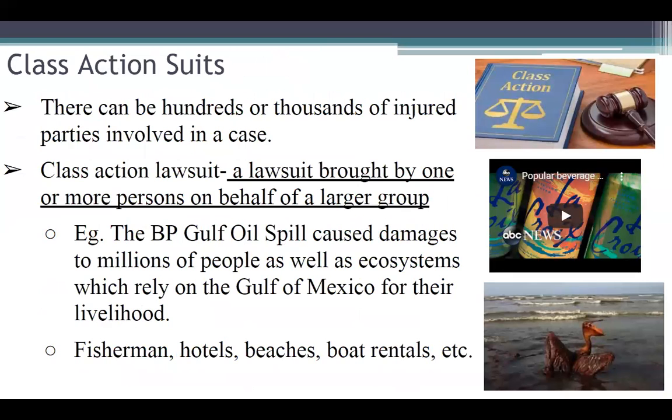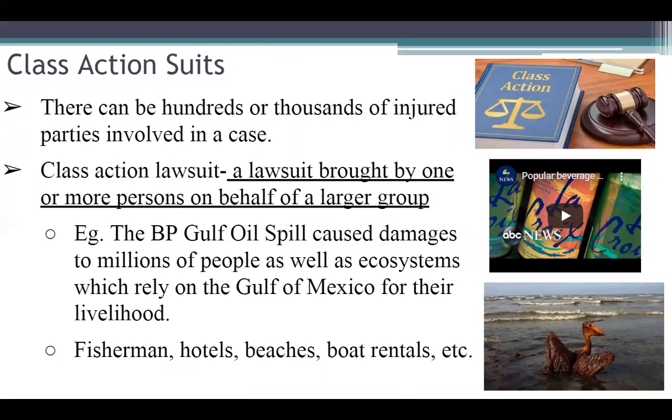All right. Another big type of lawsuit are class action lawsuits. Hundreds or thousands of injured parties involved in a case, right? A class action lawsuit is a lawsuit brought by one or more people on behalf of a larger group. So a big example of this happened in the early 2000s where BP, Gulf Oil Company, had a rig at Deepwater Horizon that exploded, causing damages to millions of people, as well as the ecosystems in the Gulf of Mexico, right? It killed plants, it killed wildlife.